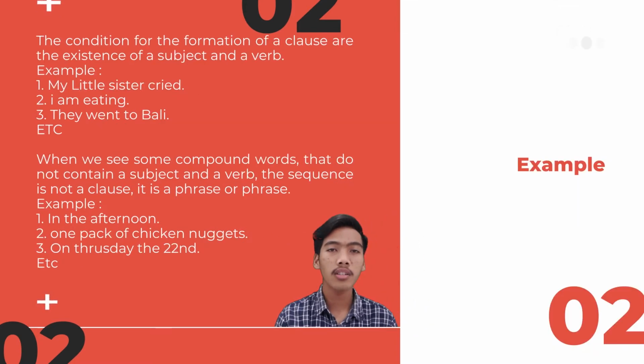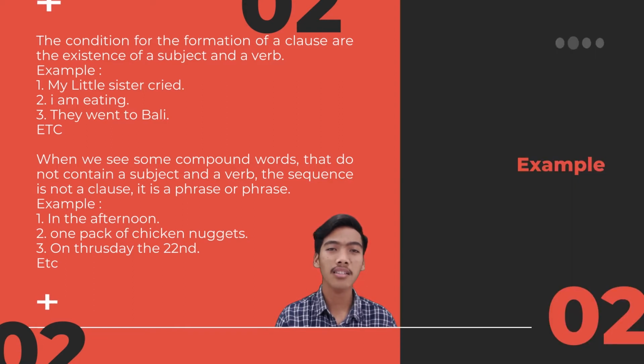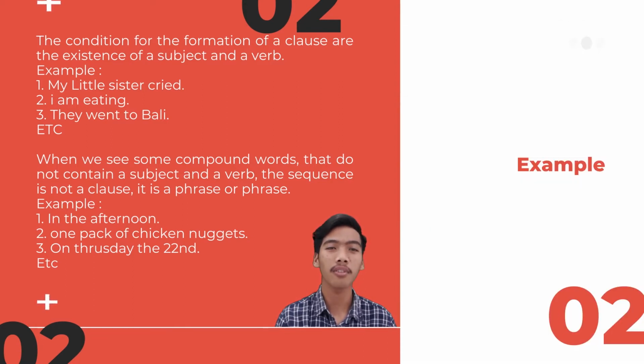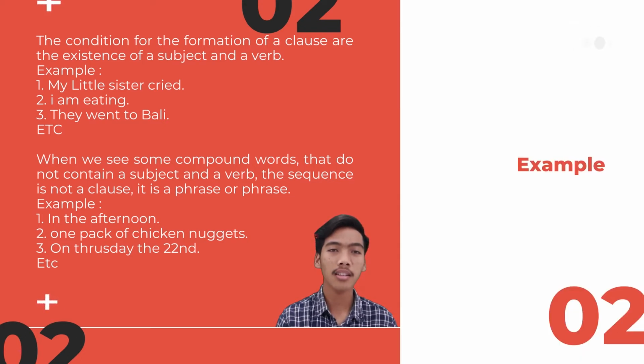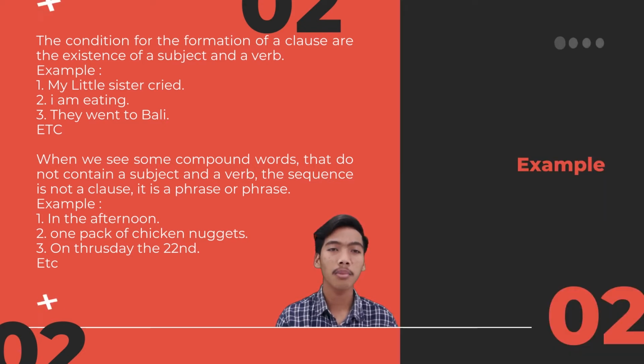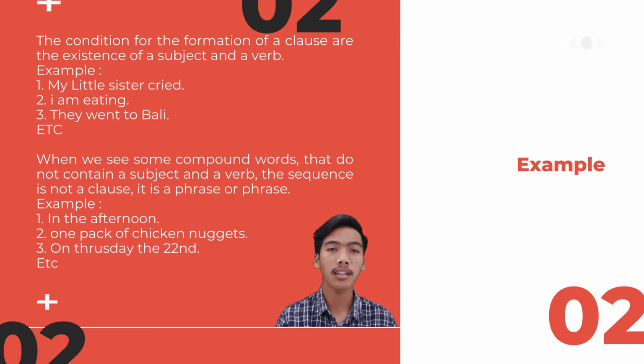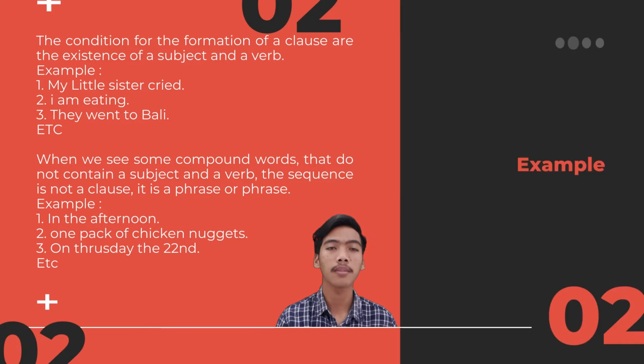The conditions for the formation of a clause are the existence of a subject and a verb. Example: number 1. My little sister cried. Number 2. I'm eating. Number 3. They went to Bali.